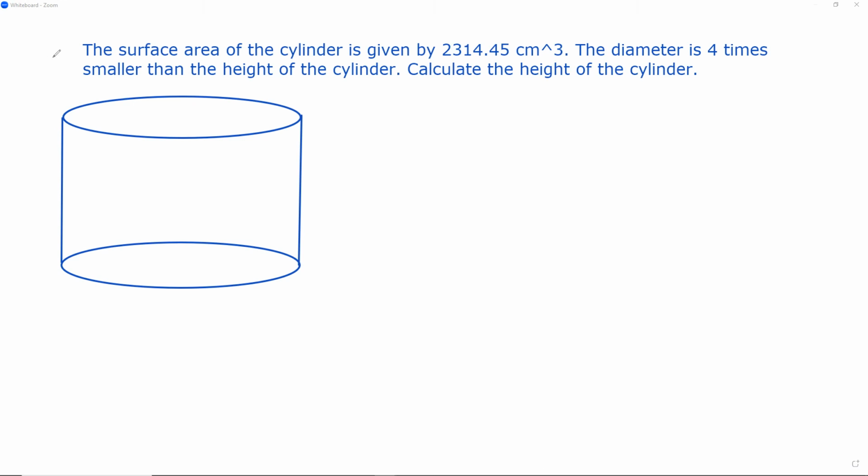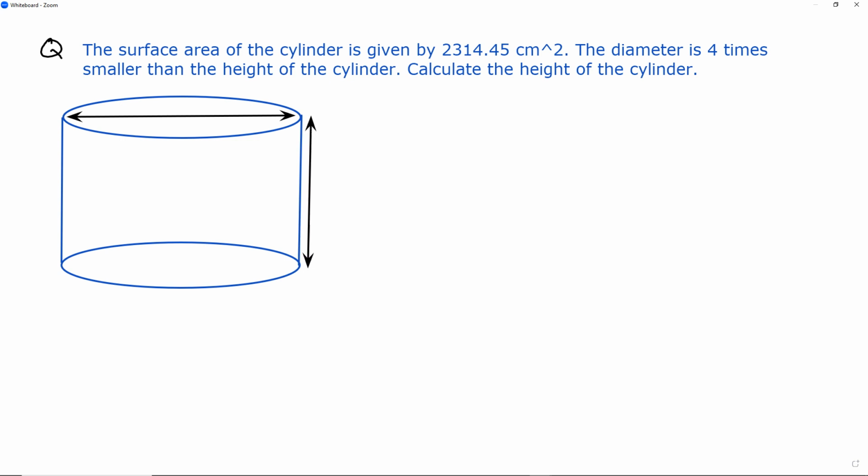All right, so the question is we got the surface area of a cylinder is given by 2,314.45 centimeters squared. All right, so that's supposed to be squared. And that diameter is 4 times smaller than the height of the cylinder. So what I'm going to do is I'm going to draw a line across here. So that's the diameter and that's the height.